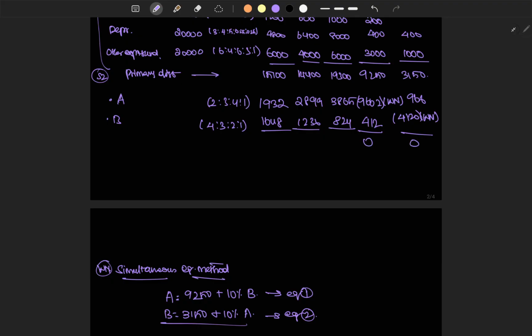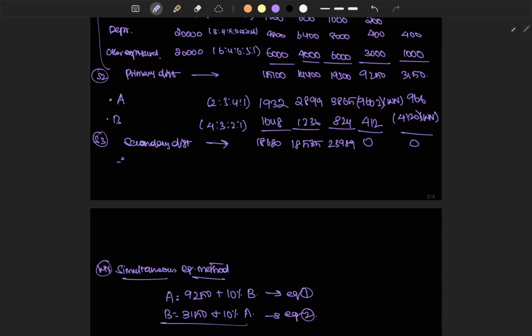Now these both departments will become 0, and we have limited the overheads to only production departments alone now. So 15,100 plus 1,932 plus 1,648 gives us 18,680. 14,000 plus 2,899 plus 1,236 gives us 18,535. 19,300 plus 3,865 plus 824 gives us 23,989. And we have limited our distribution to only production departments now. Second distribution.